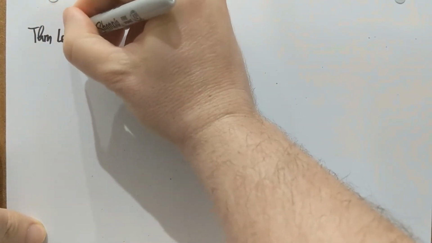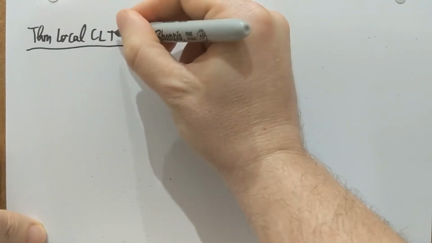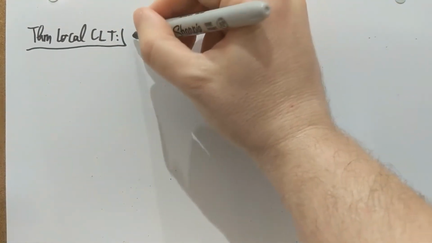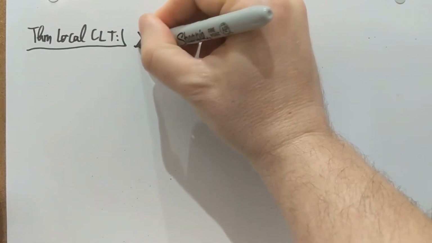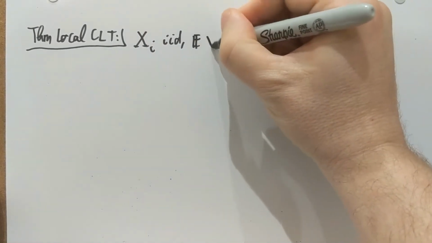Next I'd like to mention the local central limit theorem, which I'm not going to prove either. Local central limit theorem. So the setup is almost the same. Let Xi be iid. For simplicity, I'm taking the mean 0.